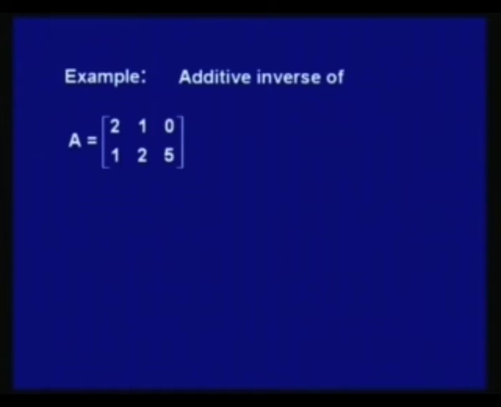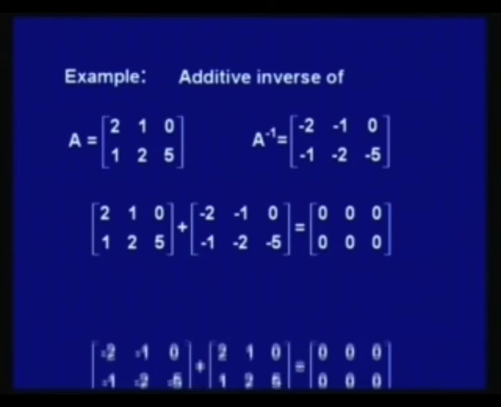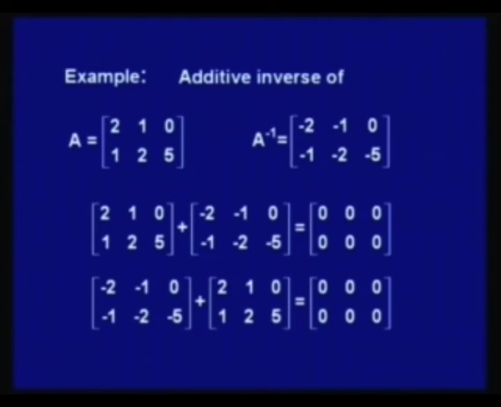An example: if I have a matrix A as 2 1 0, 1 2 5, a 2 by 3 matrix, then its additive inverse is -2 -1 0, -1 -2 -5, and this can be very easily verified. You can add 2 1 0 1 2 5 and -2 -1 0 -1 -2 -5 to give rise to the null matrix, which is of order 2 by 3. And this can be done in any order. You first take A and then its inverse, you get the identity, or you first take its inverse and then the matrix A, you again get the identity matrix.